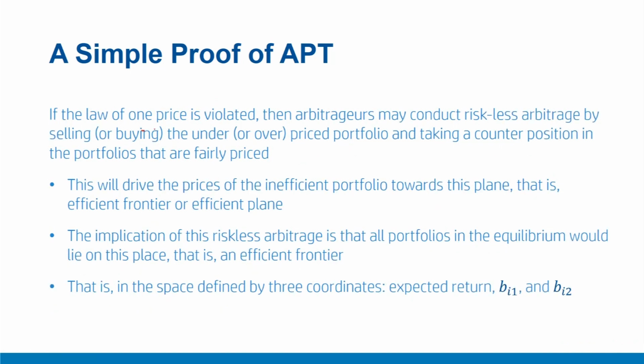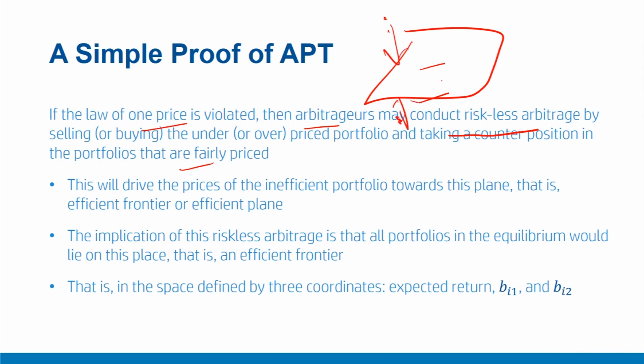If this law of one price is violated, then arbitrageurs and other market participants may conduct riskless arbitrage. They will buy the undervalued security and sell the overvalued security. And as more and more participants keep on doing that, these securities will drive towards that equilibrium plane and become fairly priced. So if they are above or below this plane, they'll be driven towards this equilibrium plane and become efficiently priced because of this arbitrage activity.